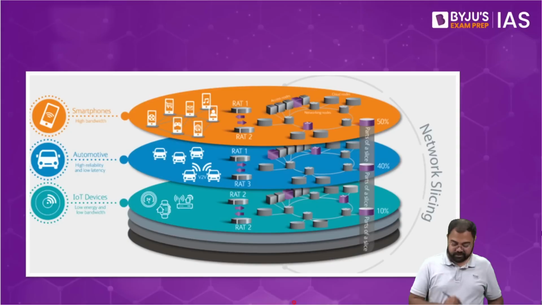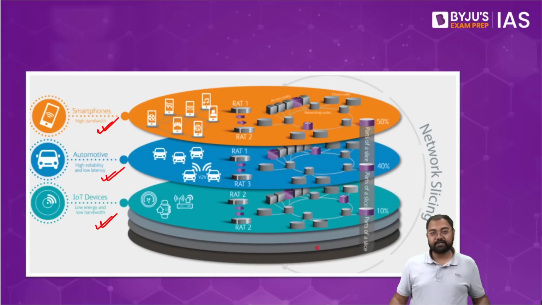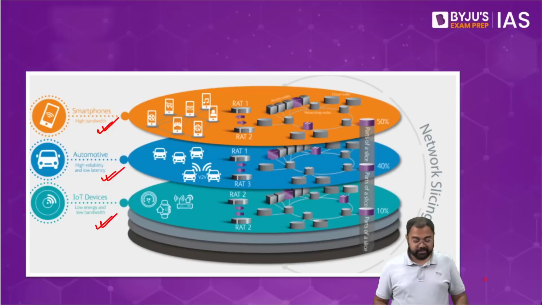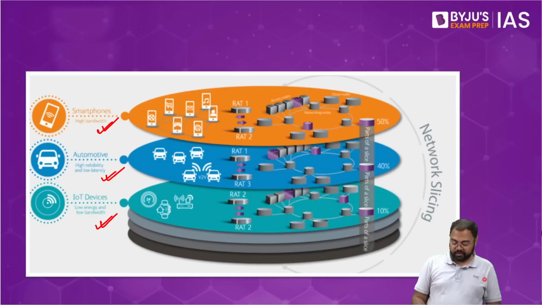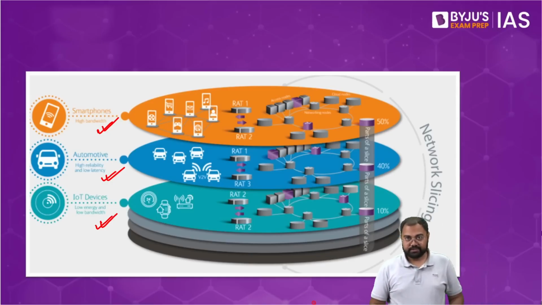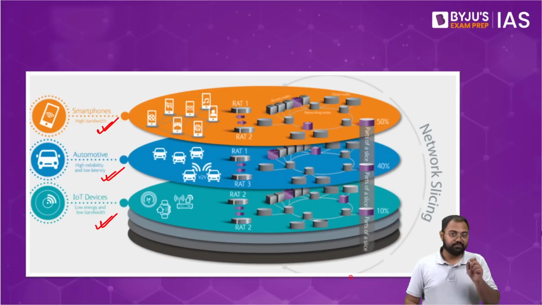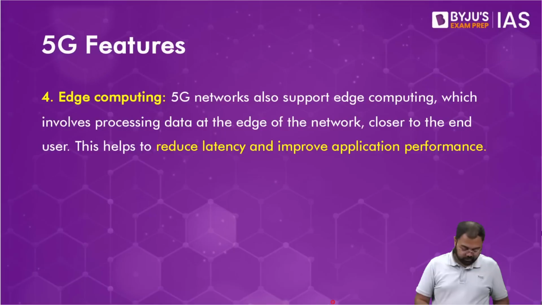Just look at this figure. One part of the bandwidth will be used for smartphones, one can be used for automotive, one can be used for internet of things devices. So in this manner we can divide this entire network into different slices of network, and that is what we call network slicing. So that's when network slicing also becomes a very important part of this communication.